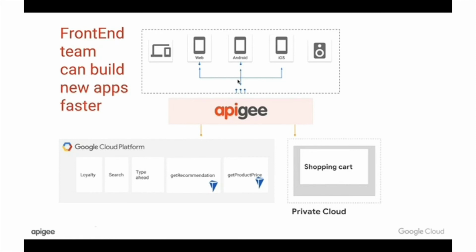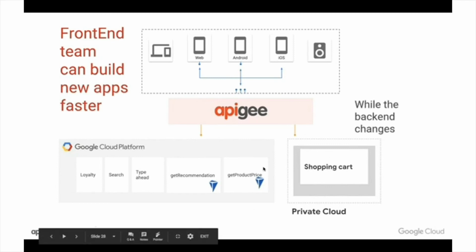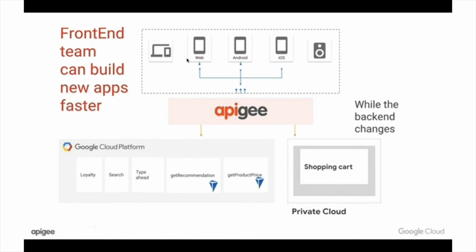These client applications are totally unaware that all these changes happened, and at the same time when these changes were happening, they were able to add brand new applications on the front-end side. So Apigee acts as the abstraction layer, taking care of different versioning and security and analytics and things like that, so that your front end team can build their applications in a better, faster, secure way while your back end is changing.